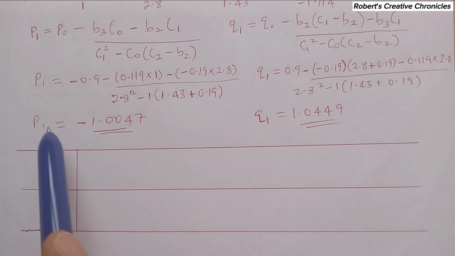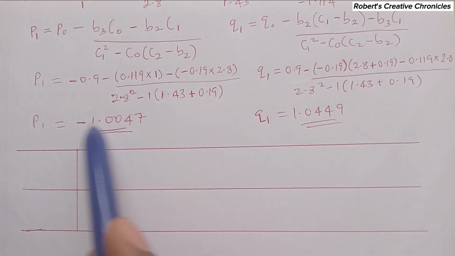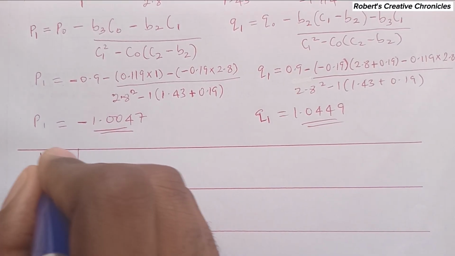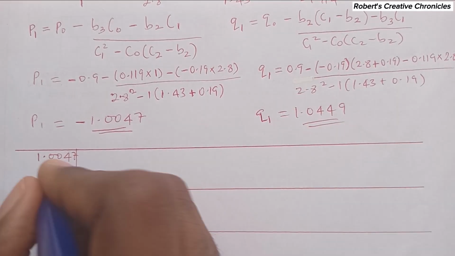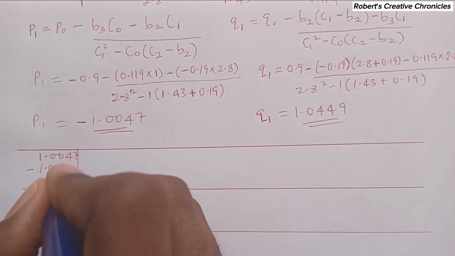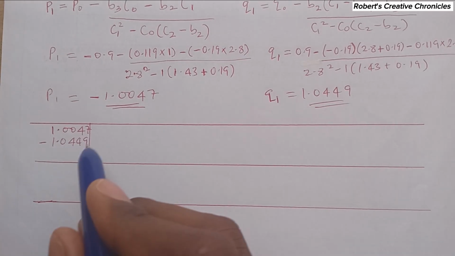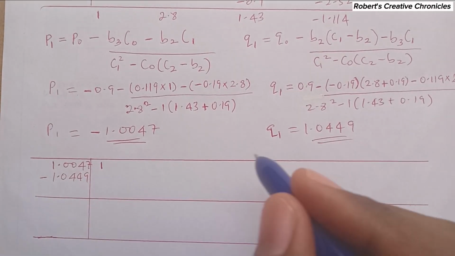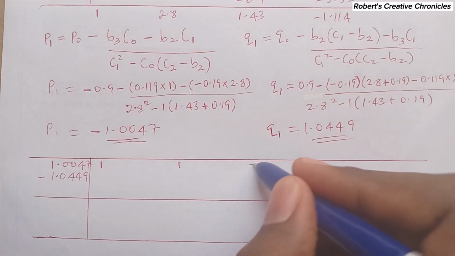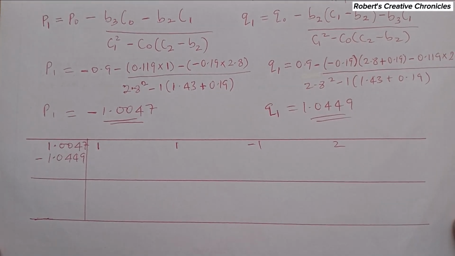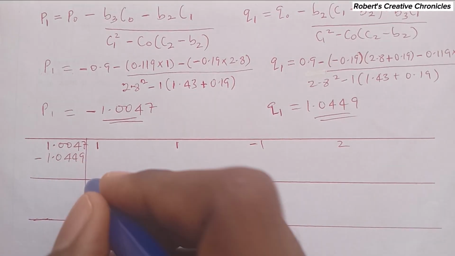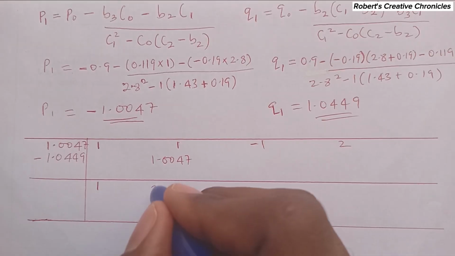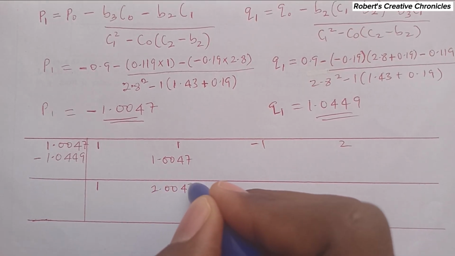In the same way, we are going to write P1 and Q1 here, but we are going to multiply them with minus first. So minus times this is what? 1.0047. Then minus times this is negative 1.0449. In the same way, we bring down the coefficients here. So it will be 1, 1, negative 1, and 2. These are the coefficients of x. So we'll bring down this 1. So 1 times the first one is what? 1.0047. Then we'll add this. This becomes 2.0047.